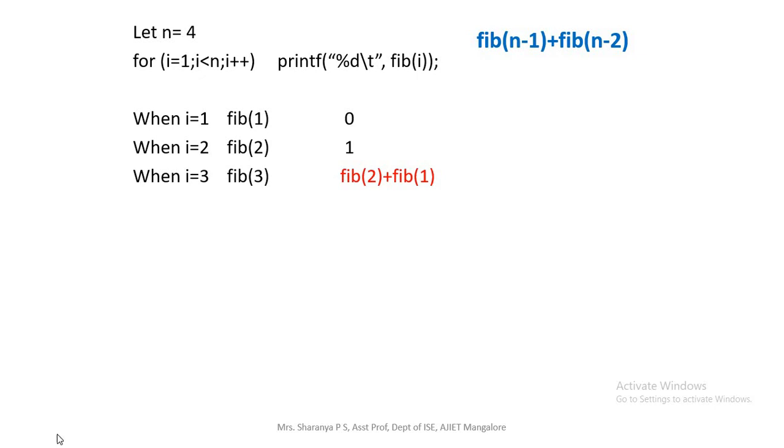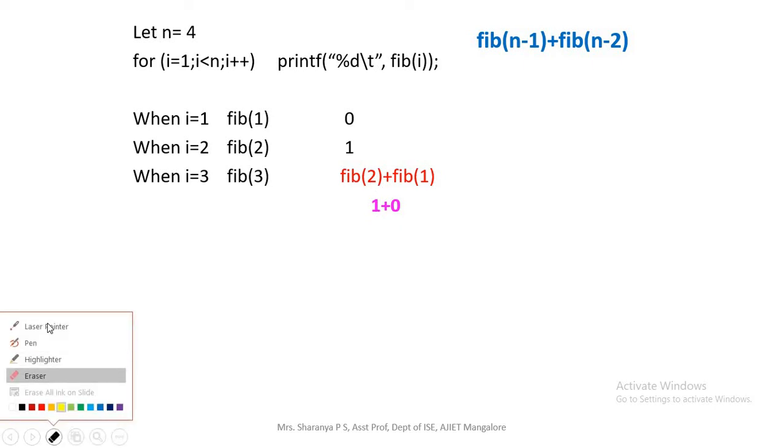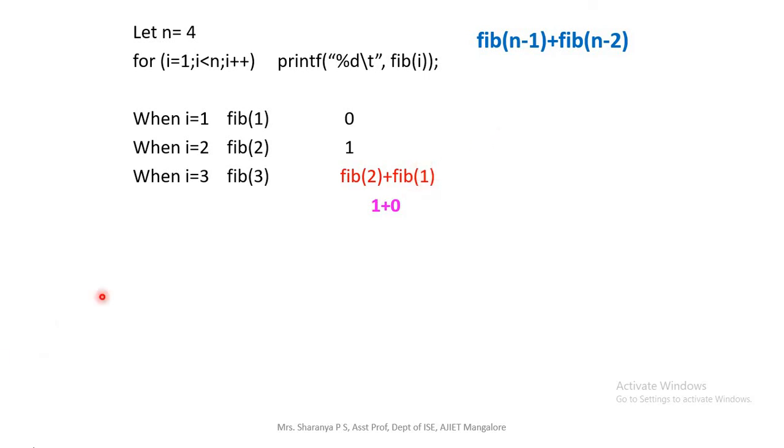We have already computed fib of 2. What is the fib of 2? Once again, this fib function is called with the n value as 2, so it is referred to previously. What is the value of fib of 2? It is nothing but 1. And what is the fib of 1? It is already computed, so it is referred to as 0. Next, it computes 1 plus 0, which is nothing but 1. So the next series value in the Fibonacci series is obtained.